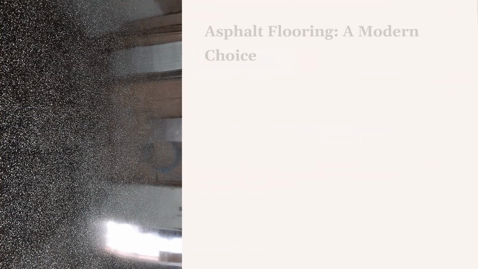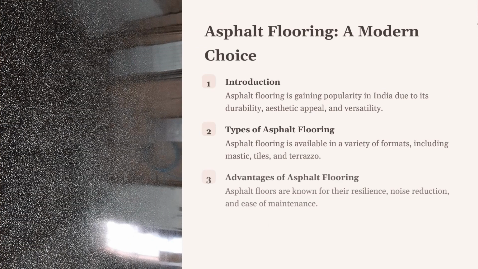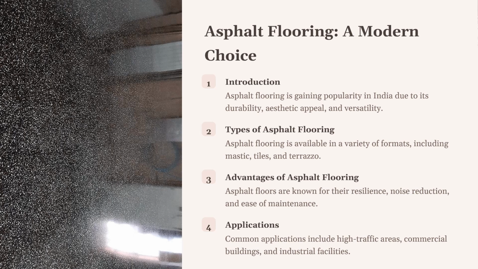Let us now imagine walking into a modern office building in Mumbai, where the sleek, polished floors catch your eye. This impressive aesthetic is due to the asphalt flooring. Let us look into the different types you might encounter. Asphalt mastic flooring, for instance, is made by mixing sand or grit and asphalt in a 2:1 ratio, laid in continuous sheets for a smooth, seamless finish.